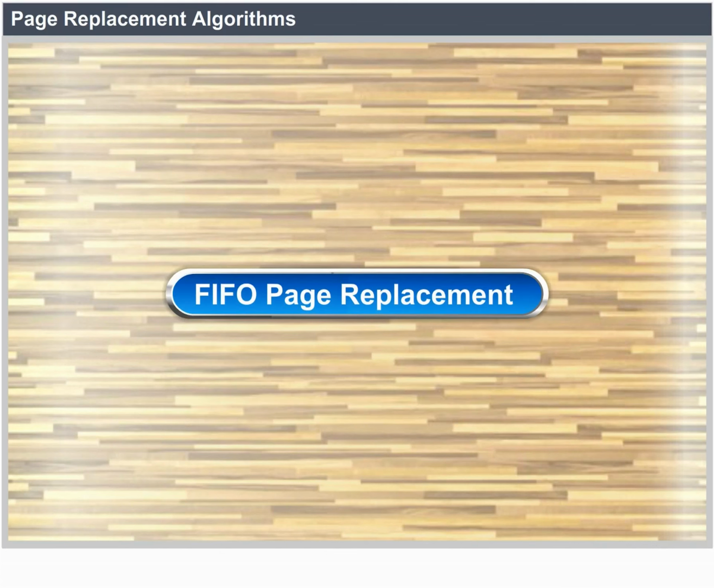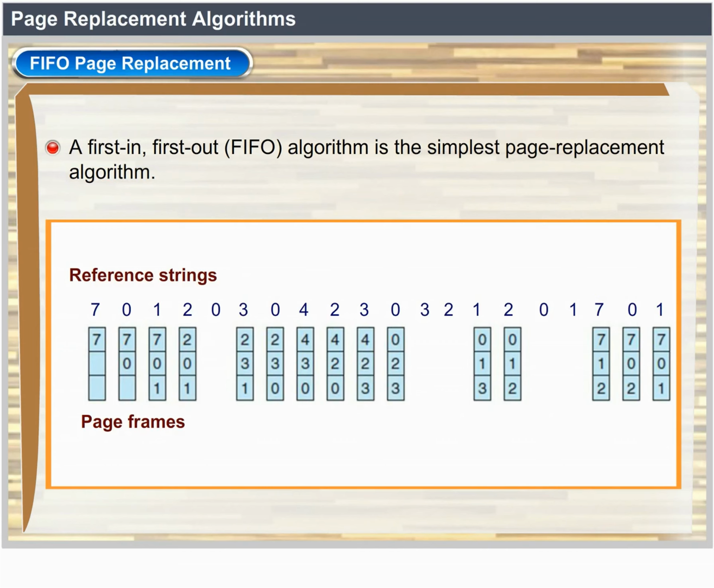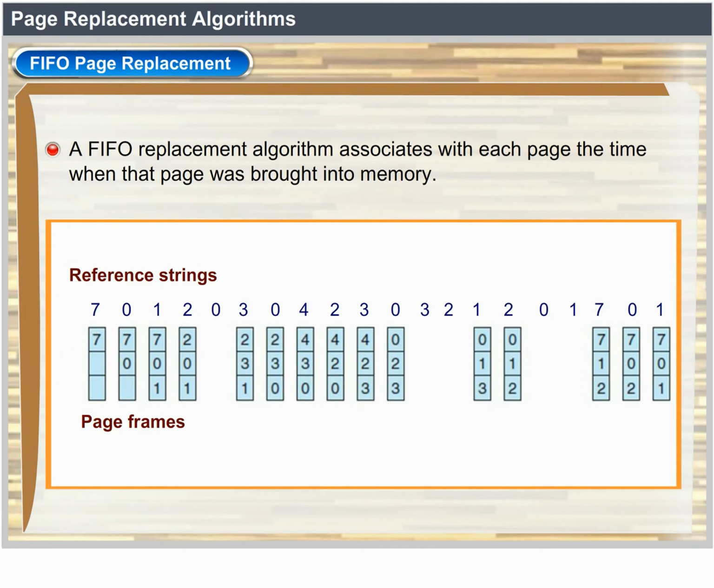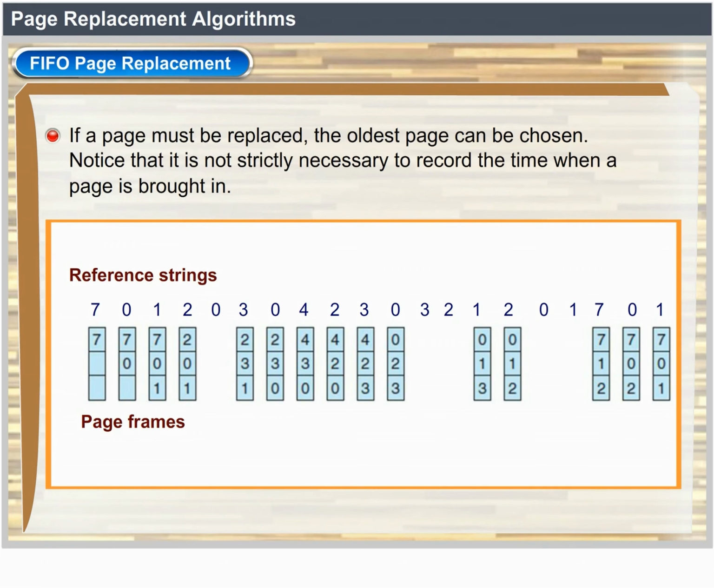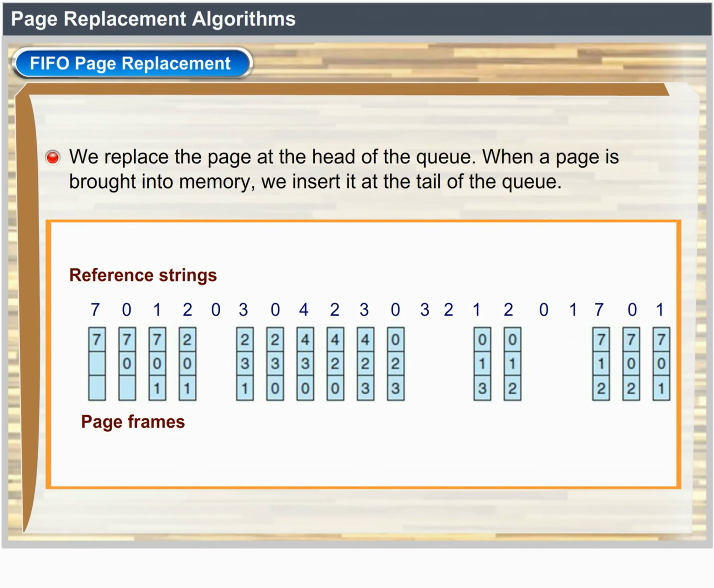FIFO page replacement. The simplest page replacement algorithm is a first-in, first-out (FIFO) algorithm. A FIFO replacement algorithm associates with each page the time when the page was brought into memory. When a page must be replaced, the oldest page is chosen. Notice that it is not strictly necessary to record the time when a page is brought in. We can create a FIFO queue to hold all pages in memory. We replace the page at the head of the queue. When a page is brought into memory, we insert it at the tail of the queue.